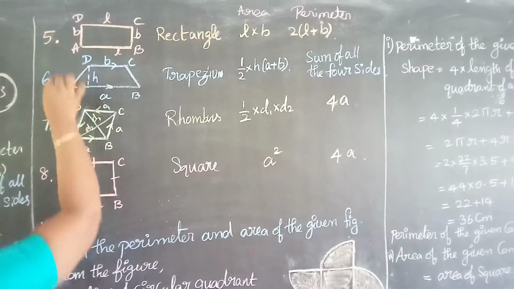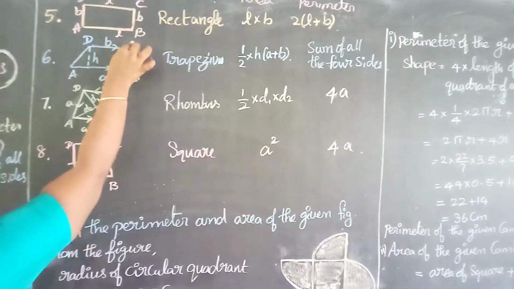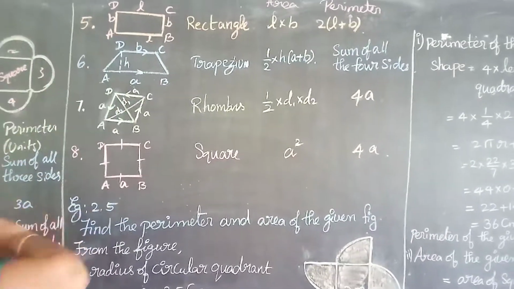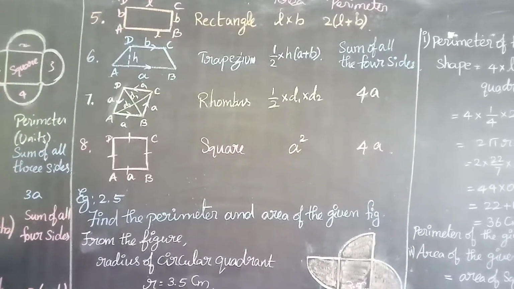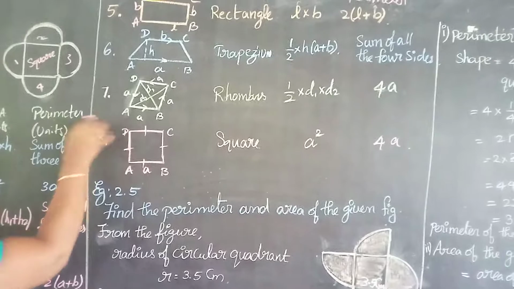Add the four sides: AB plus BC plus CD plus DA. If you add the four sides, you will get the perimeter of the trapezium. Okay. Next, move on to rhombus.